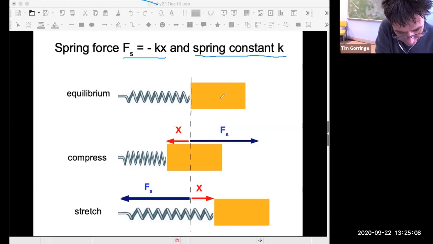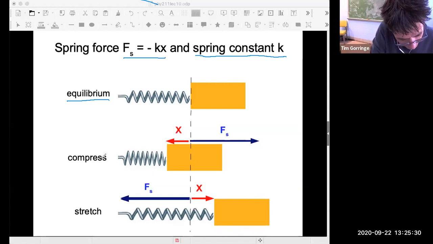with a block on the end of the spring. And in this upper picture, the spring has its equilibrium length. By that I mean it's neither stretched, we're not pulling it apart, nor compressed, we're not squeezing it together.